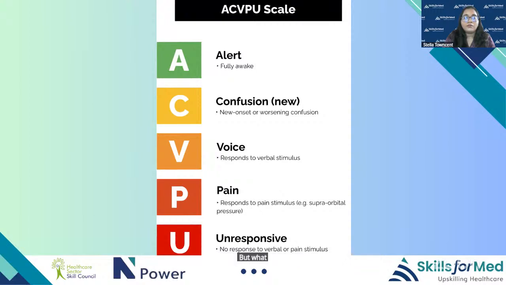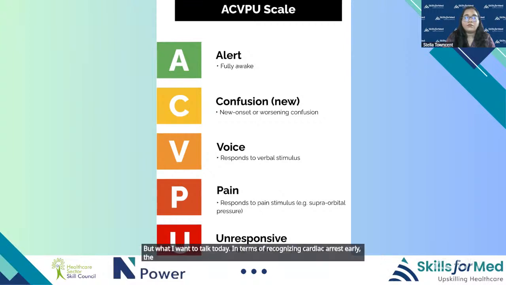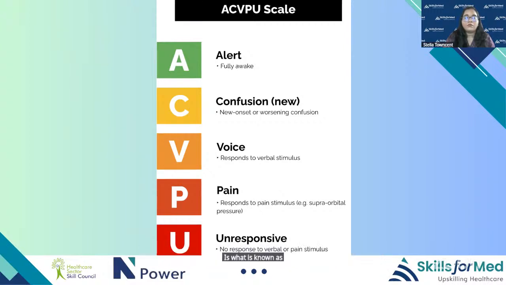But what I want to talk about today, in terms of recognizing cardiac arrest early and the subtle signs, is what is known as the new onset of confusion. So C is not just confusion. It is new onset confusion.